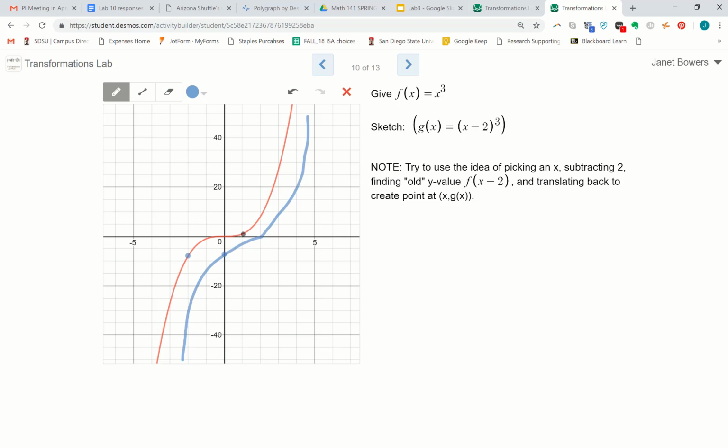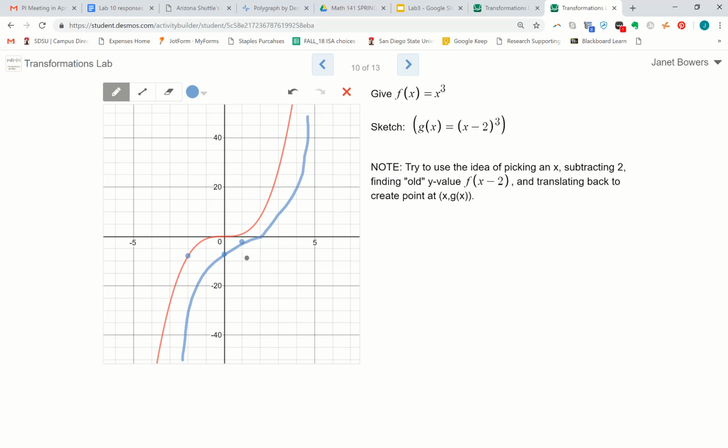Let's take another one. Let's take 1. 1 squared is 1. So if I stay here at 1, and I take 1 minus 2, that's -1. So -1 has a value of -1, and that gets translated over to where I started, here, so it should be there.